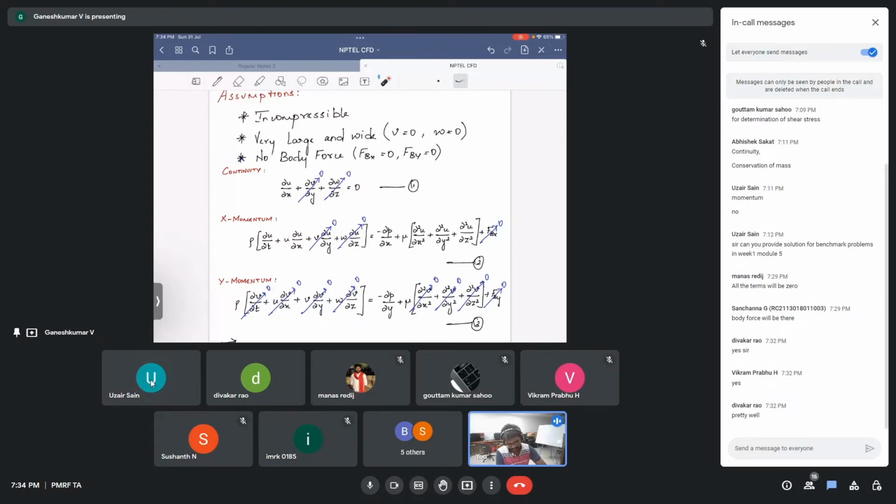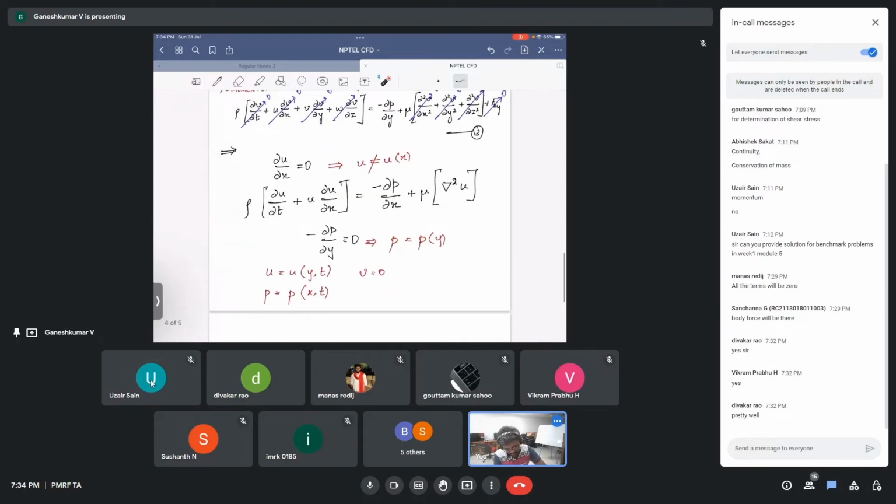So if ∂u/∂x is 0, u cannot be a function of x, right? If u were a function of x, the derivative of that would be equal to something, some constant or something. Since the derivative is 0, u cannot be a function of x. Is that clear? So if u is not a function of x, you can eliminate that term. It becomes a function of only y and t.